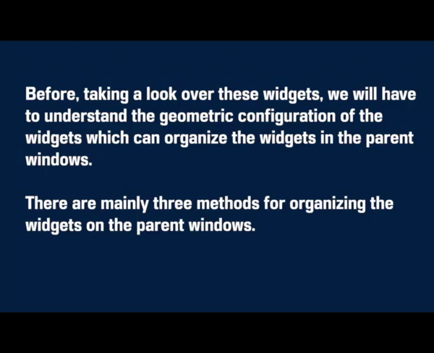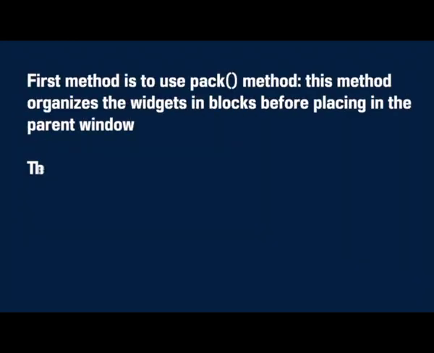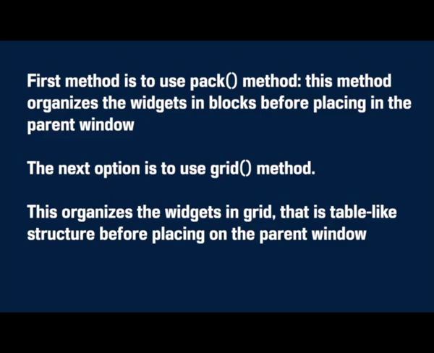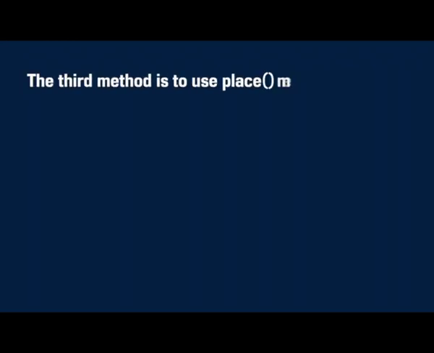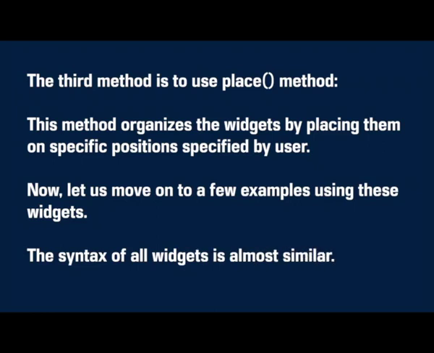There are three methods for organizing the widgets on the parent window. They are: first method is to use the pack method. This method organizes the widgets in blocks before placing in the parent window. The next option is to use the grid method. This organizes the widgets in a grid, that is a table-like structure, before placing on the parent window. Then the third option is to use the place method. This method organizes the widgets by placing them at specific positions specified by the user. Let us now move on to a few examples using these widgets.